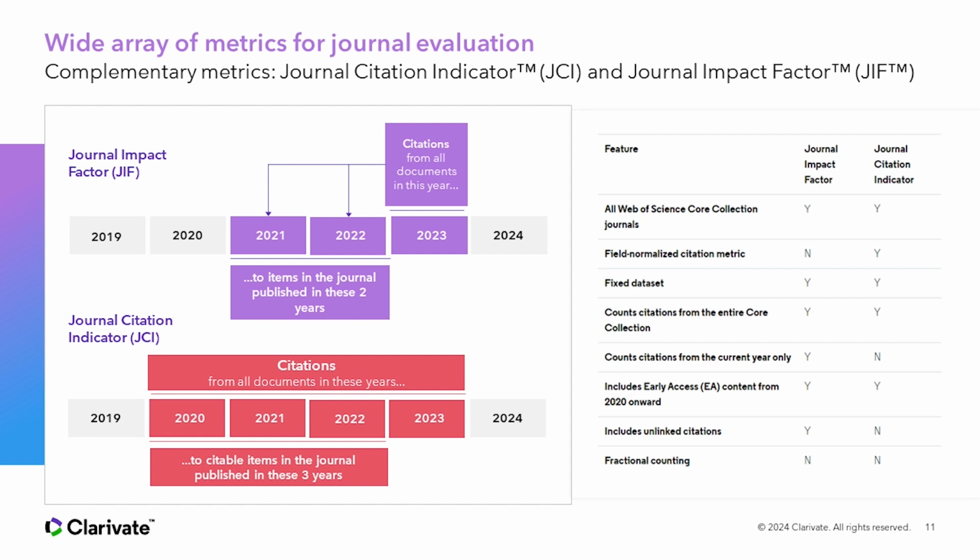Yeah, so we look at early access content for both indicators, and we've been doing that since 2020. We're not doing fractional counting, so a citation is counted in full.